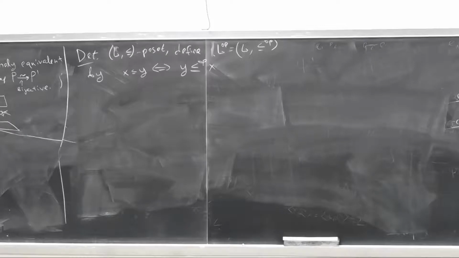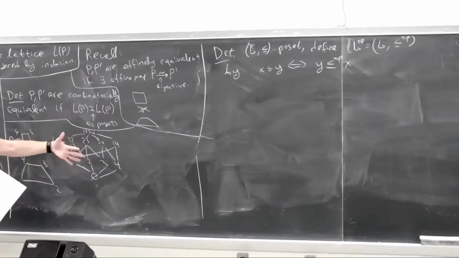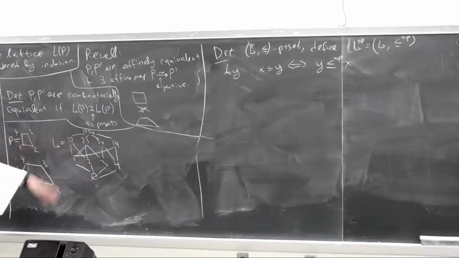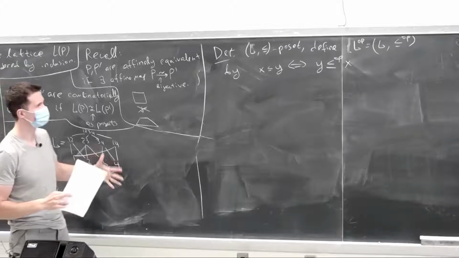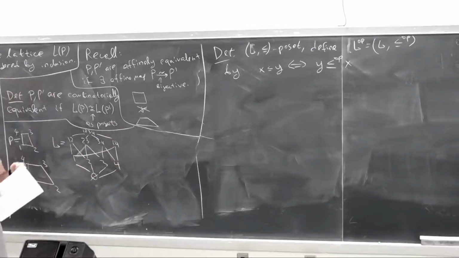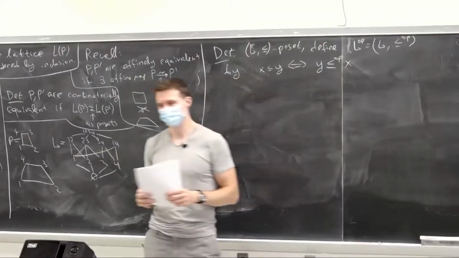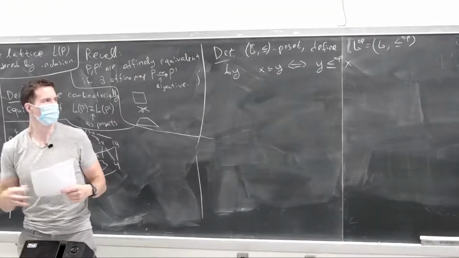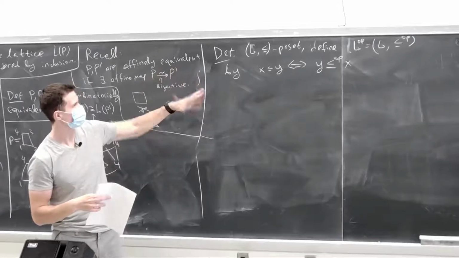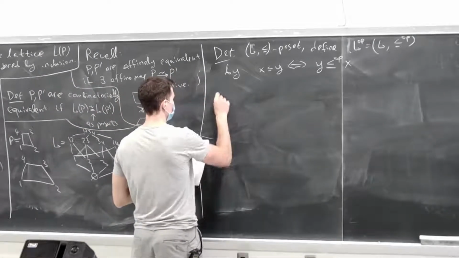Maybe if I flip this one upside down, I get an isomorphic lattice. And of course, if you have a lattice and you turn it upside down, it's still a lattice, because the meet becomes the join and the join becomes the meet. So how is this operation relevant to polytopes? What happens if I start with a polytope, take the face lattice, and turn it upside down?